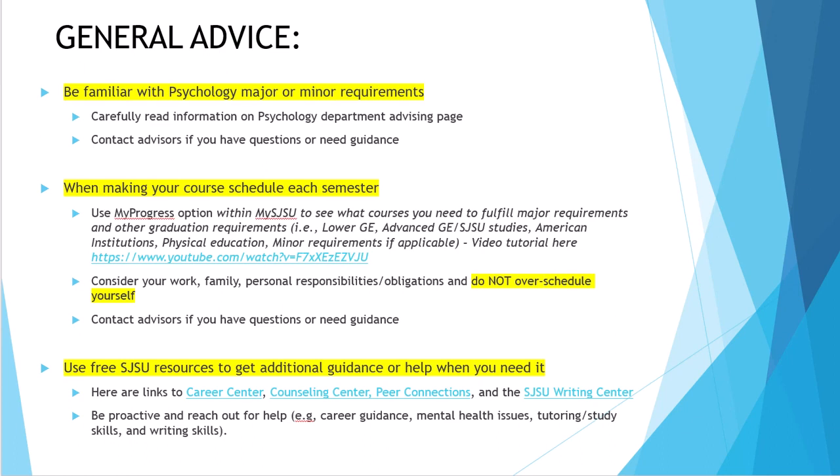So before I leave you here, I want to just give you some general advice. The first thing is, please be familiar with the requirements for the psychology major or minor. Again, all of that information can be found on the psychology department advising page. Just be familiar with what the requirements are so that it can help you plan your schedule. When you're making your schedule each semester, I'm going to strongly encourage you guys to use the My Progress option so you can see what courses you still need to complete to fulfill those requirements. Again, here I put the link to the video tutorial for you just in case you're not familiar with how to use it.